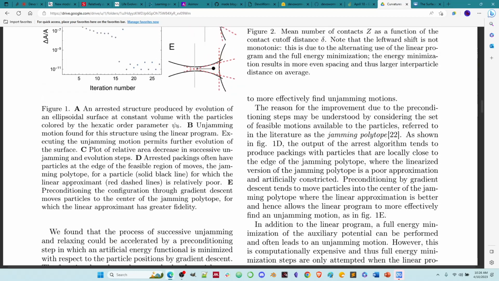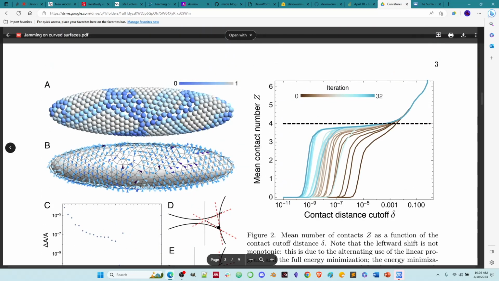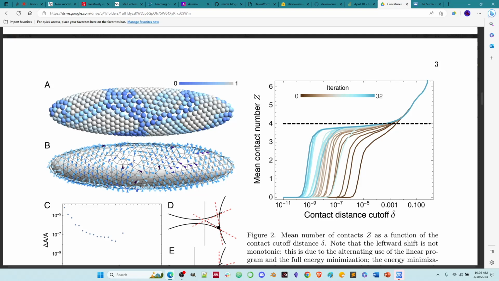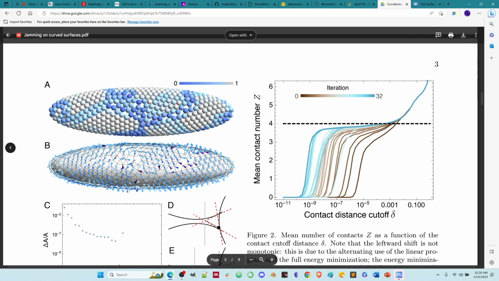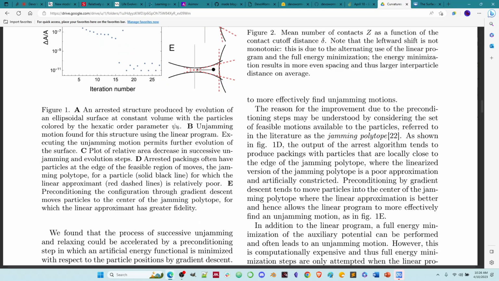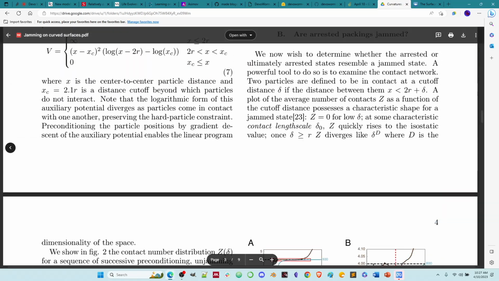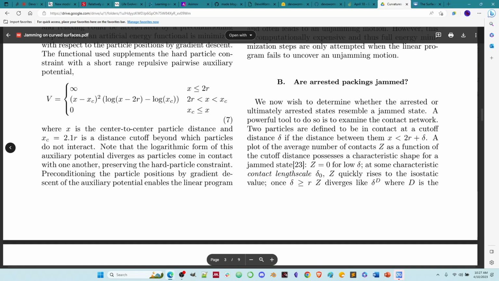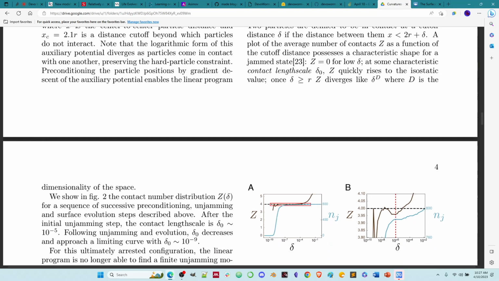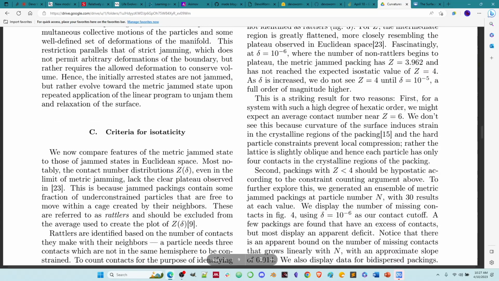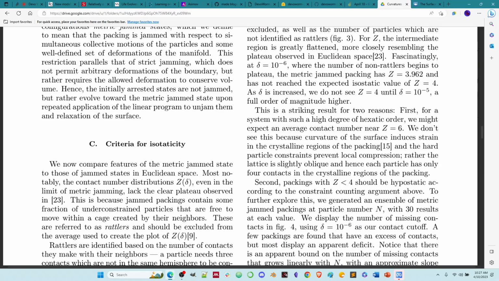And then that becomes important in embryos. Actually, they do this unjamming that occurs when you get folding or curving in different tissues. So this is relevant to that as well. They talk about arrested jammings or arrested packings, and they ask whether they're truly jammed or not. And then a criterion for isostaticity, which is where you have this even amount of stability.